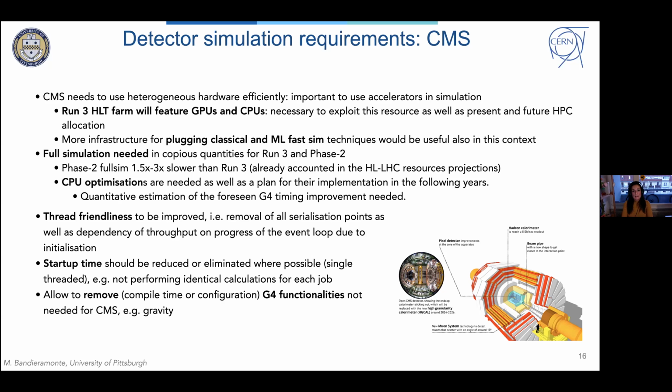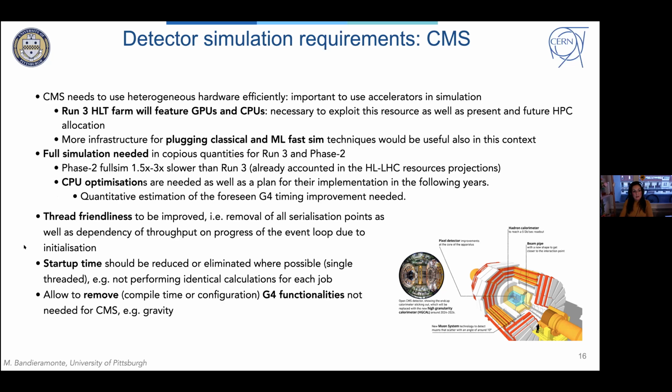Phase 2. And actually for Phase 2, they expect that their full simulation will be between 1.5 and 3 times slower than in Run 3. So any CPU optimization will be vital for the CMS experiment, as also for the other experiments. And they would like to have a quantitative estimation of what's foreseen for the next years.